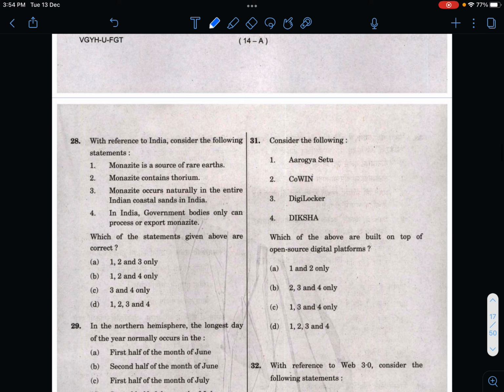So let's begin with question number 31. Question number 31 has given us four applications of sorts, and the question says, which of the above are built on top of the open source digital platforms? To be honest, in the examination hall, I couldn't recall very actively which of these four were built on open source digital platforms.